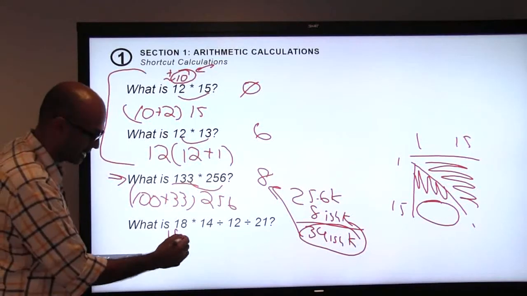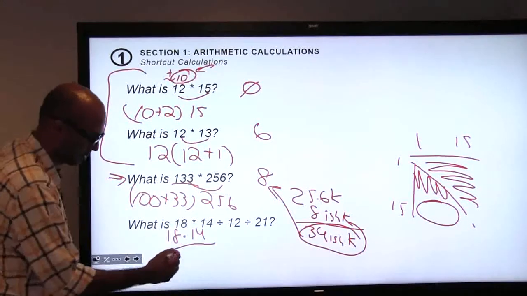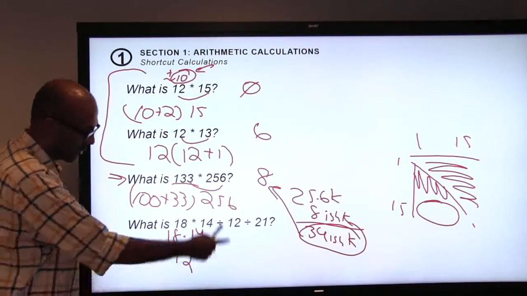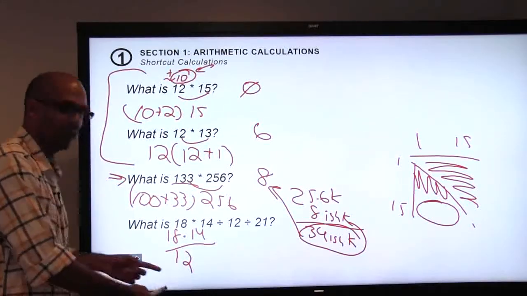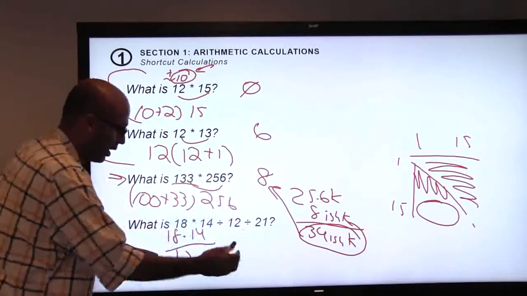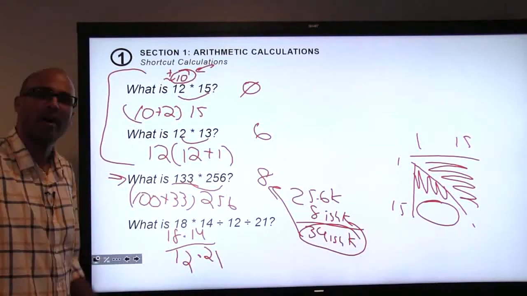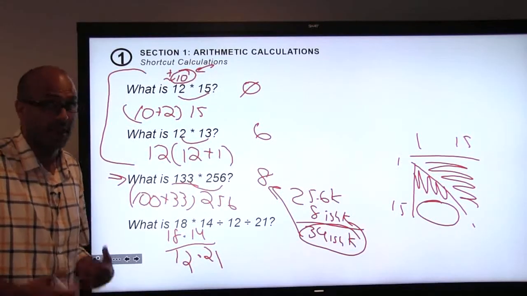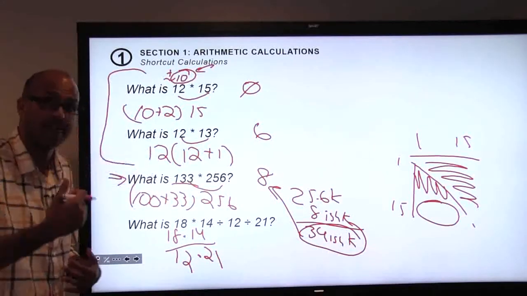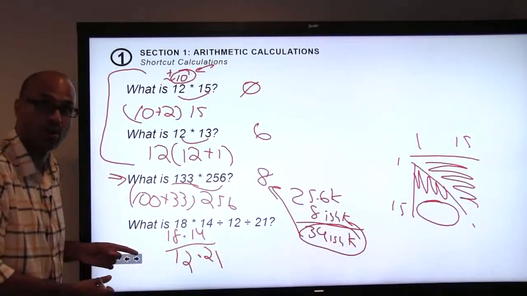So if I look at this and I say, okay, you're really asking me what's 18 times 14 divided by 12, and then you wanna take this whole thing and divide by 21, which really means multiplying by 1 over 21, then this is really what the question's asking. And if I already know that I shouldn't multiply up to divide down, I should be looking to cancel always.